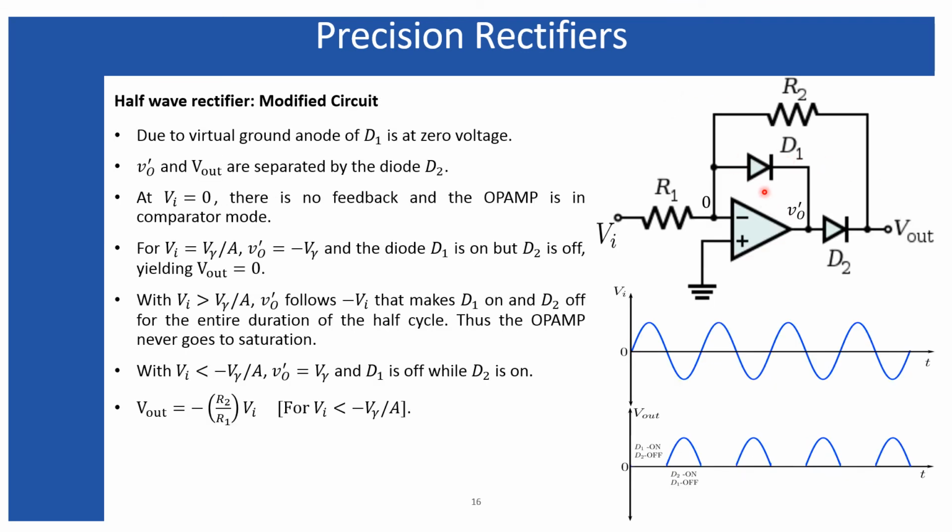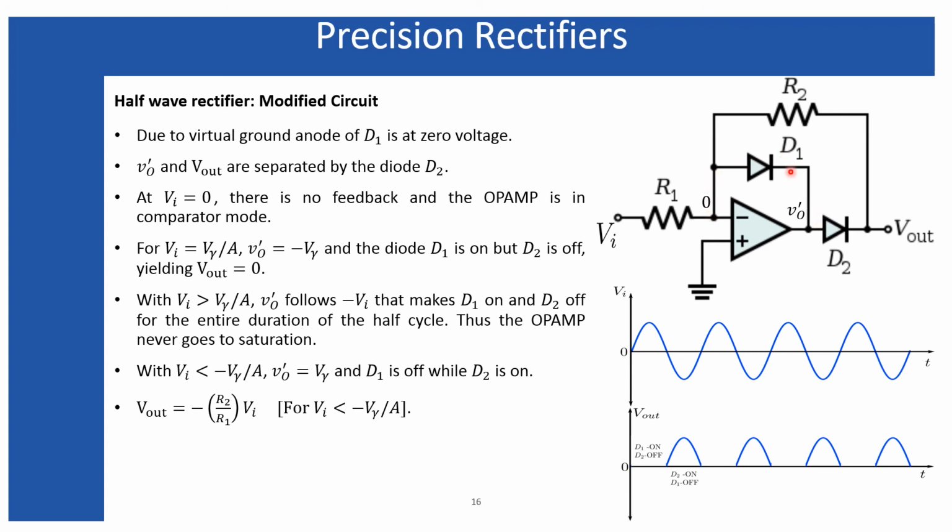This configuration is an improved one over the previous one, and using this circuit we can prevent the operational amplifier from switching to either the plus Vsat or minus Vsat. Now initially this terminal is at virtual ground. Due to the presence of this diode D2, this R2 and the actual output Vout along with this R2 are isolated from the immediate output of the operational amplifier V0 dash. And due to the presence of this diode D1, these two points are also isolated.